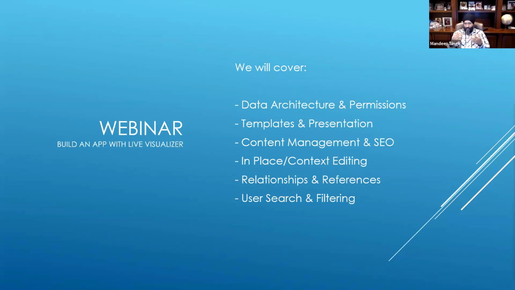How do we add, edit, remove, update data, and so forth? How do users do it? We'll talk about SEO. We'll talk about in-place context editing versus a centralized content library editing approach. We'll look at relationships and references between data. We will also look at how users can do search and filtering. So we're trying to do all that in less than an hour. So let's get to it.